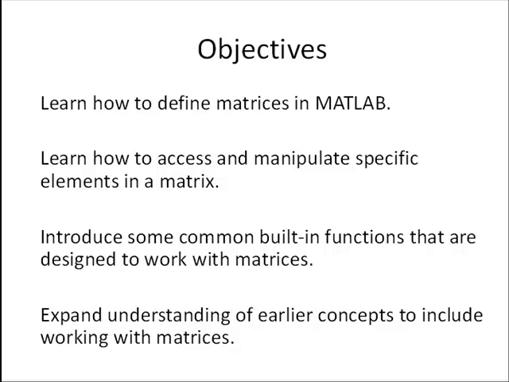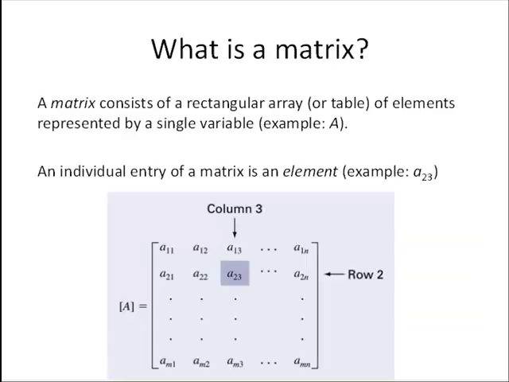And basically what we're going to do is expand our understanding of MATLAB variables from what we've learned first with scalars, then with vectors, now to work with matrices. So what is a matrix? A matrix consists of a rectangular array or table of elements represented by a single variable. So here's an example, A. An individual entry of that matrix is called the element, similar to what we did with vectors.